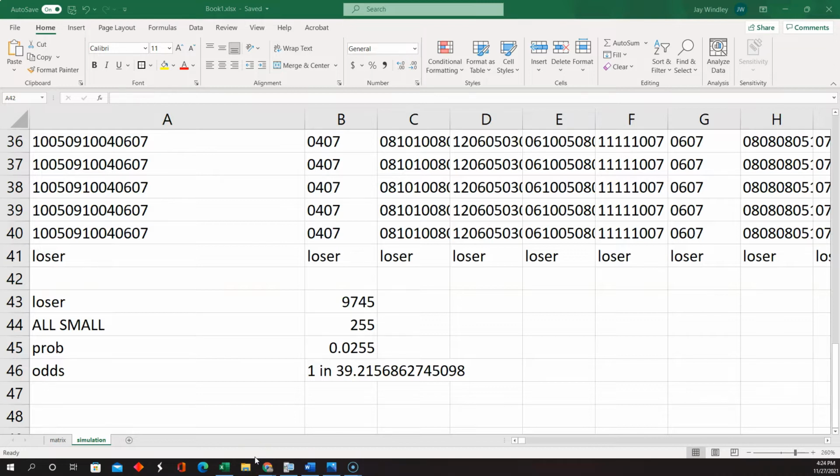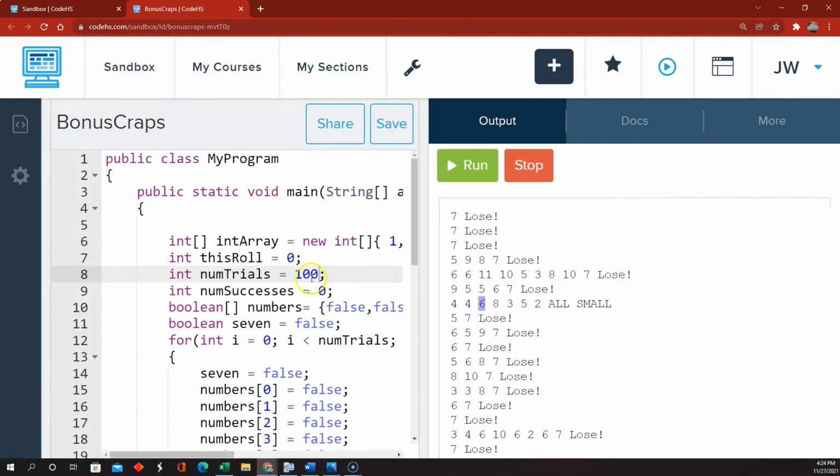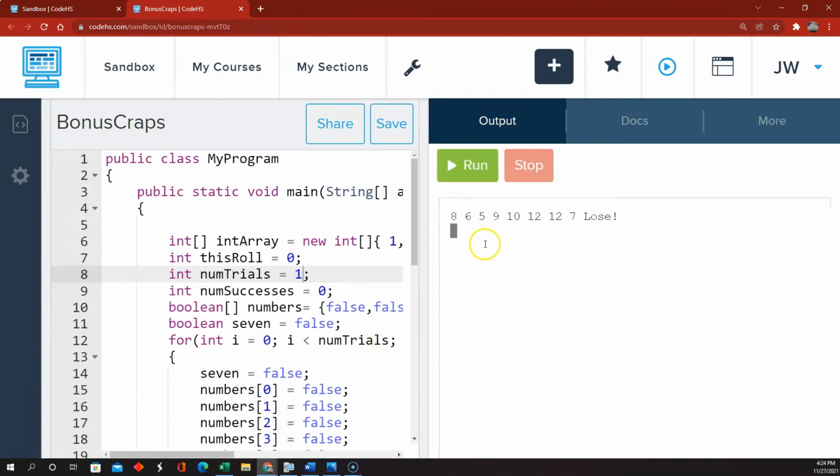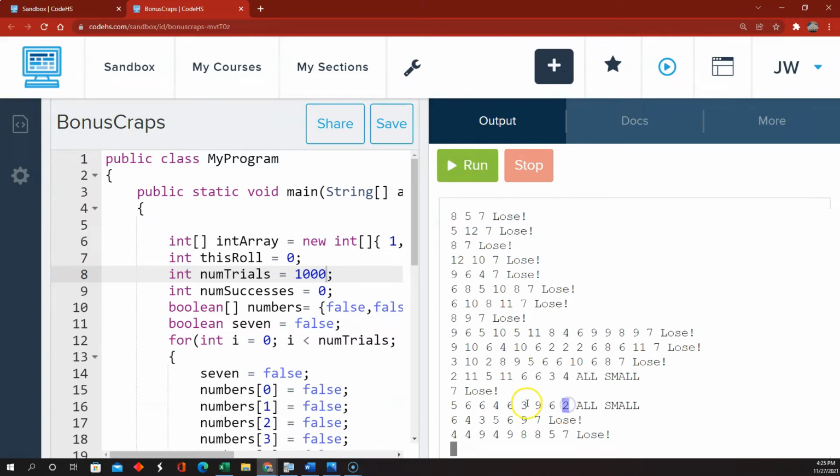Java platform that I use from time to time, and I wrote a couple lines of code just to simulate this situation. It simulates rolling the dice a number of times, and as soon as a 7 is rolled, you lose. But if you happen to roll the numbers 2, 3, 4, 5, and 6, that would be the all small, and so you would win. So if we do this, let's say 1,000 times, there we go. We got a 2 and a 3 and a 4 and a 5 and a 6. So that was the all small.